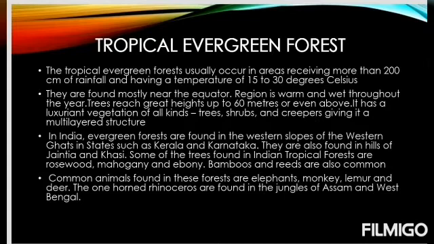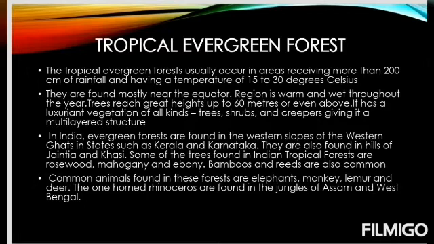The first vegetation is tropical evergreen forest. The tropical evergreen forests usually occur in areas having more than 200 centimeters of rainfall and a temperature of 15 to 30 degrees Celsius. They are found mostly near the equator. The region is warm and wet throughout the year. Trees reach great height, up to 60 meters or even above.